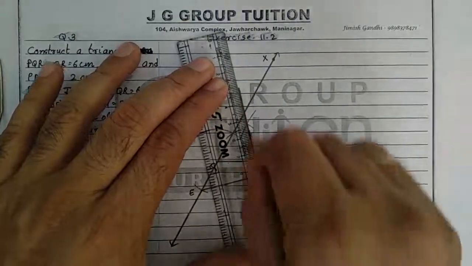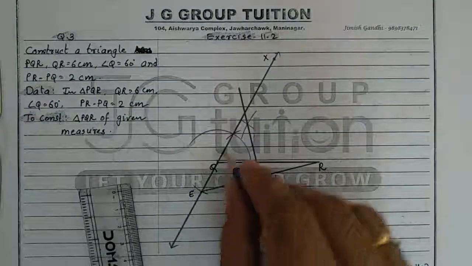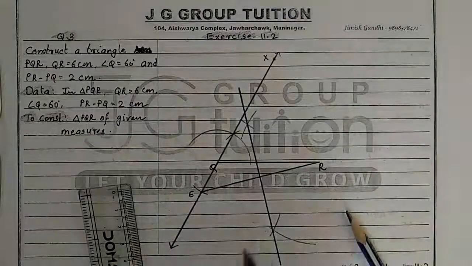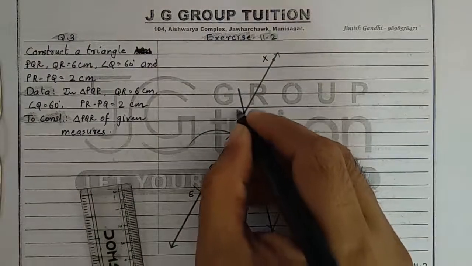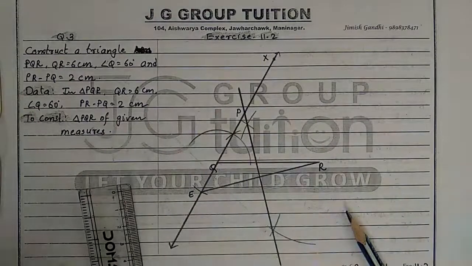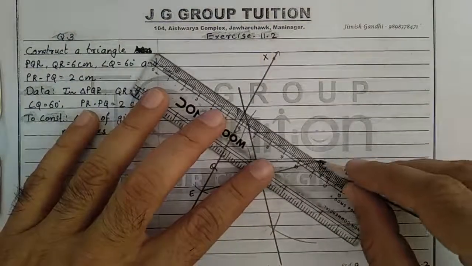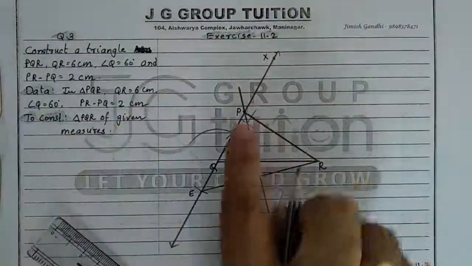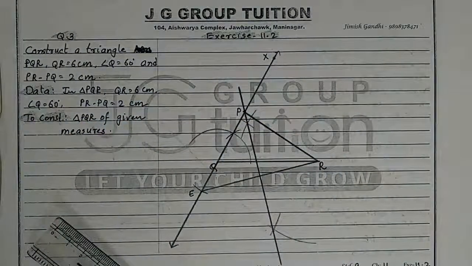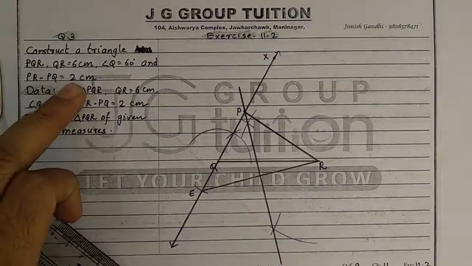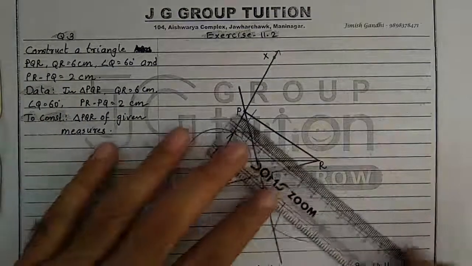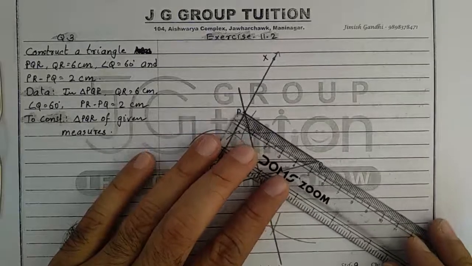As we can see, it intersects the ray QX at a point. Let us give that point P. Join point P with R. So the required triangle PQR we obtain. As PR minus PQ is 2, the difference of two values is positive, so PR must be greater than PQ. Let us check whether it is right or wrong.